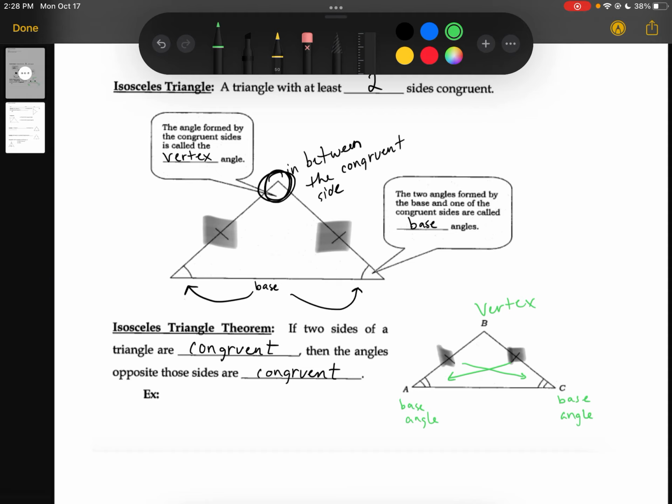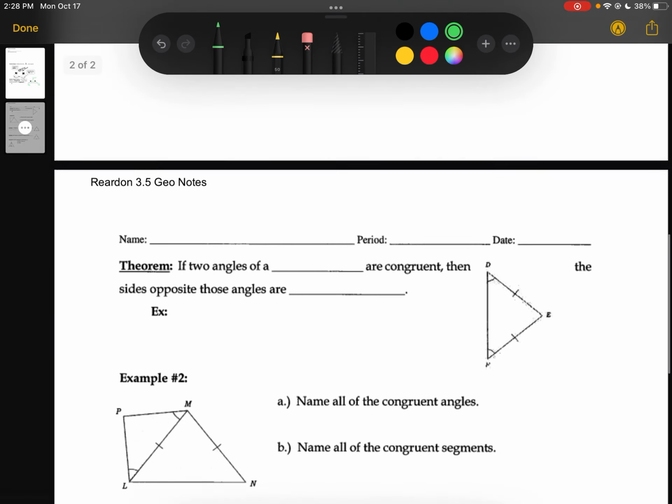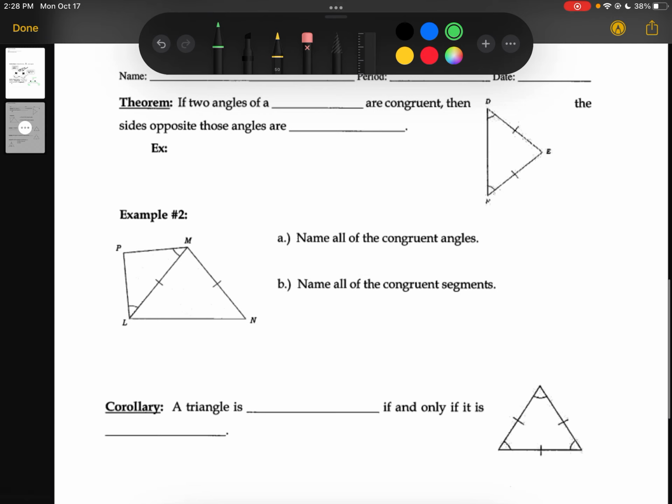Starting from here, we can move forward into some further information, and that is a second theorem, which is that if two angles of a triangle are congruent, then the sides opposite of those angles are congruent. You're like, Mr., did you just say the same thing twice? And no, I didn't. This time, we start with the angles, and it tells us that if the angles are congruent, then we can work backwards. We can say the sides across from those angles are congruent.